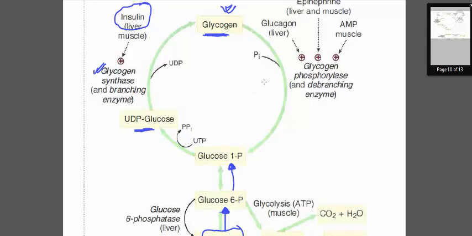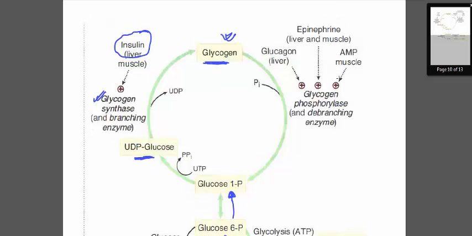But in glycogenolysis, when we need glucose during fasting or starving, there are hormones like epinephrine and glucagon. They now activate glycogen phosphorylase and debranching enzyme. Similarly, AMP activates glycogen phosphorylase in the muscles. AMP is actually the indicator of energy. If there is less energy, there will be more AMP, and if there is more energy, there will be a lot of ATP. So this AMP, or the epinephrine or glucagon, and even cortisol as well, these hormones activate glycogen phosphorylase and debranching enzyme, and glycogen is broken down to glucose 1-phosphate.